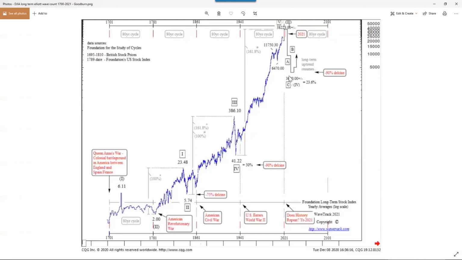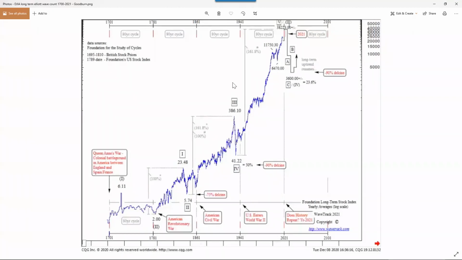This chart includes data through what looks like about the end of 2017, early 2018, just prior to that correction, expanded flat correction or expanding triangle correction from early 2018 through March of 2020. So this is prior to that occurring, and set a target up here of 38,223.